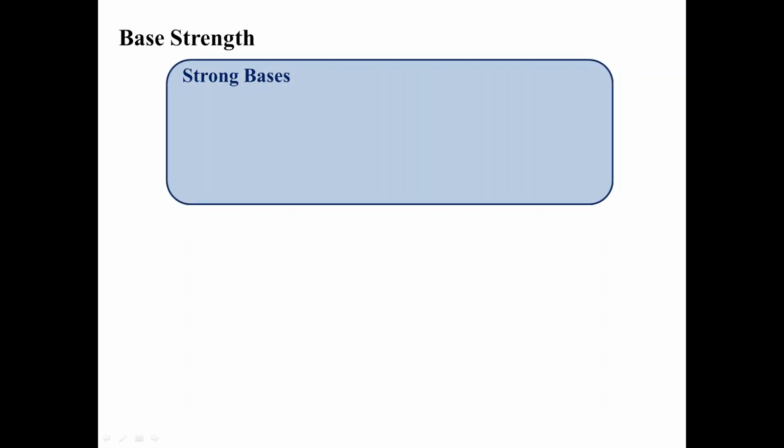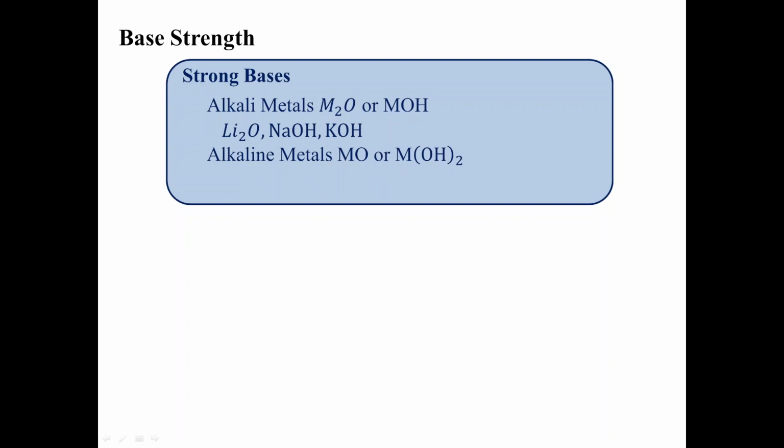All right, so this covers our acids, but what about our bases? Well, a strong base is when we have any alkali metals that are bonded with either an oxygen or OH. So this would be such as lithium oxide, sodium hydroxide, or potassium hydroxide, as a couple of examples. And it would be any alkaline earth metal bonded with either oxygen or OH. And this would be such as barium oxide, calcium hydroxide, or strontium hydroxide.